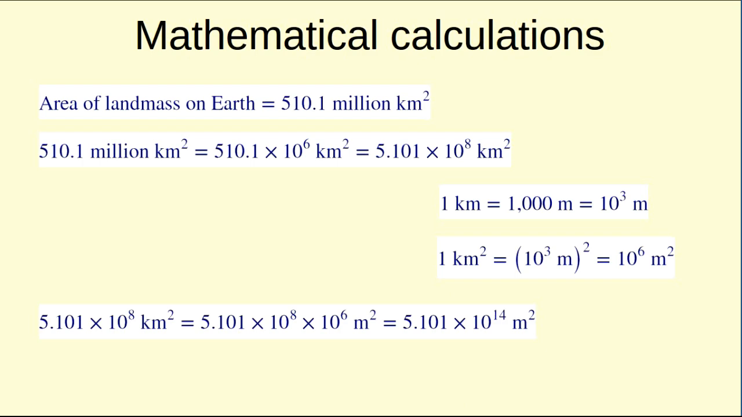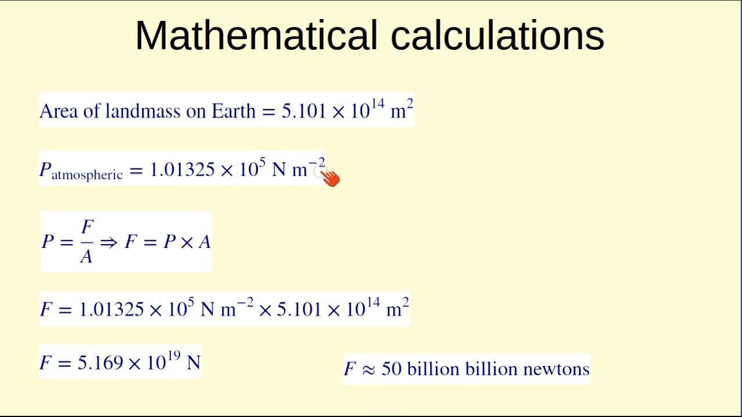Always good to do calculations here. So we're given that the area of the landmass is 510.1 million kilometers squared. I've converted it all the way through here, very carefully, into 5.101 times 10 to the 14 meters squared. Then you've got the atmospheric pressure. Using pressure is force divided by unit area, the force is calculated to be 5.169 times 10 to the 19 newtons. So about 50 billion billion newtons.